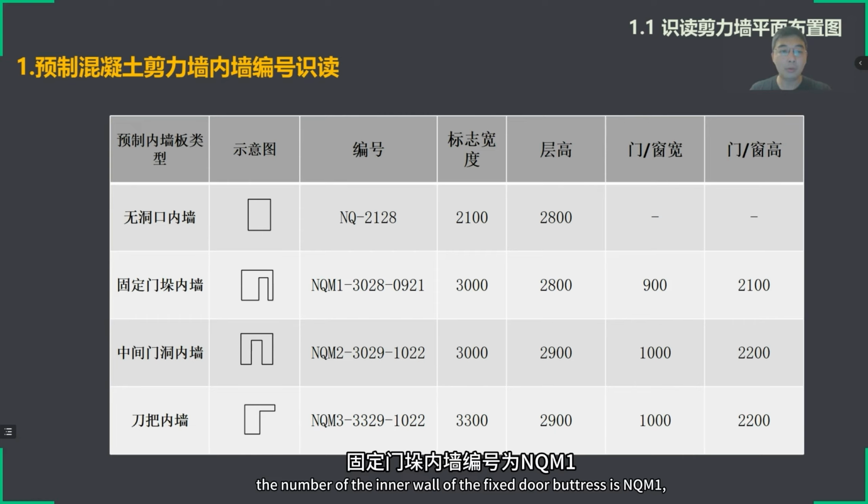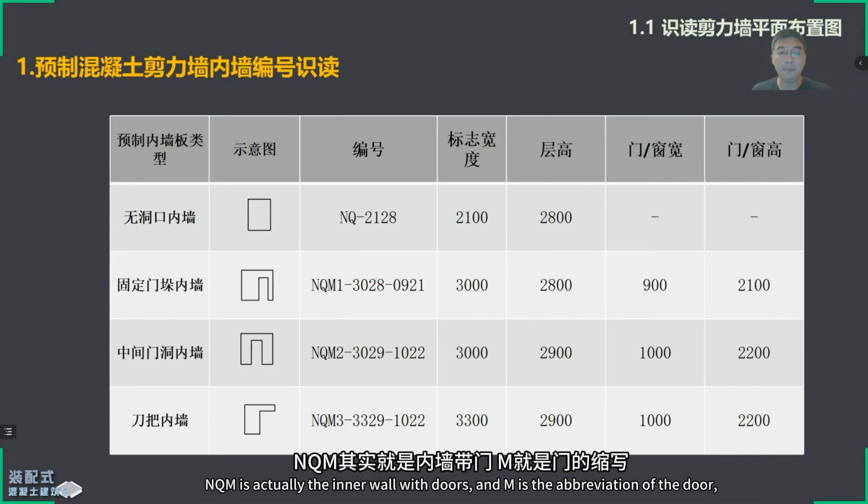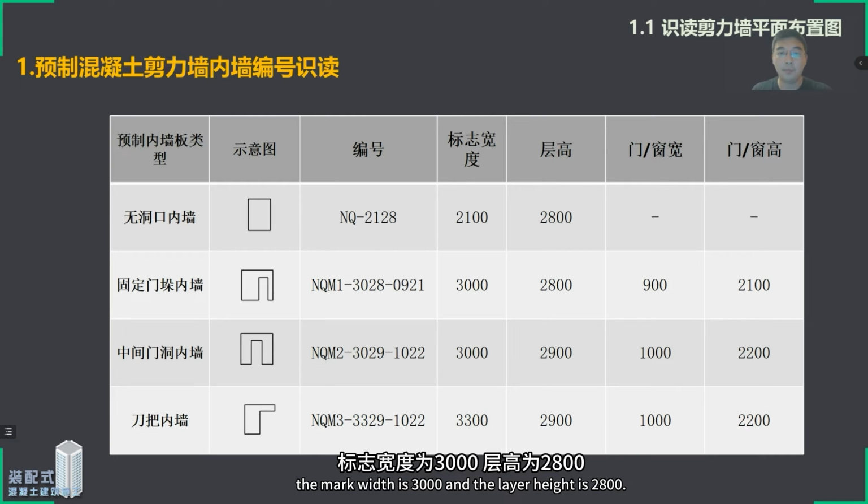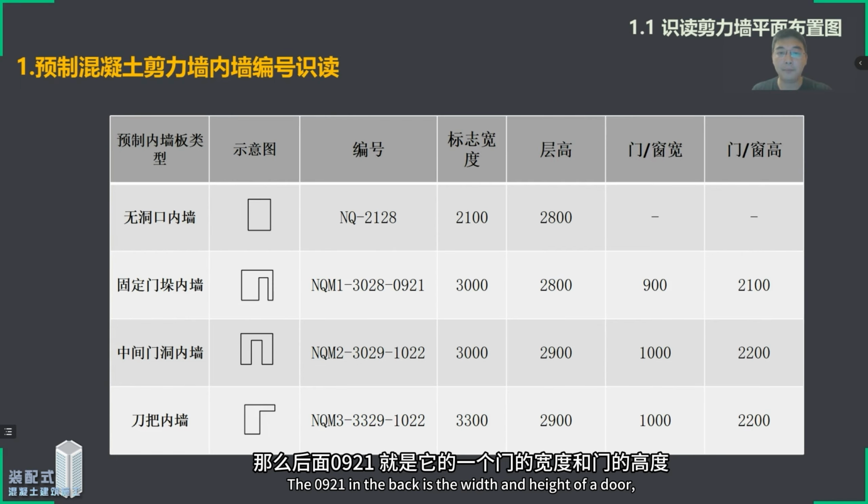The number of the inner wall of the fixed door buttress is NQM1. NQM is actually the inner wall with doors, and M is the abbreviation of the door, and 1 means the fixed door buttress. 3028 is the same as the inner wall without opening: the mark width is 3,000 and the layer height is 2,800. The 0921 in the back is the width and height of a door.